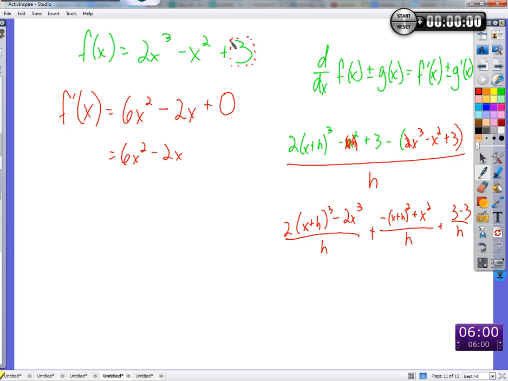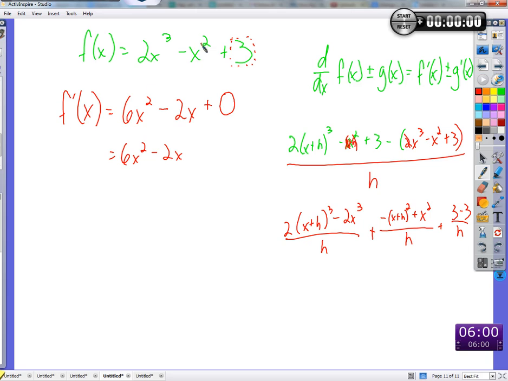Right? This function is this cubic function, it's that curvy thing with maybe two lumps like that, you know, a maximum and a minimum, it might look something like that. Here's a parabola, an upside down parabola, right? And here's a constant.